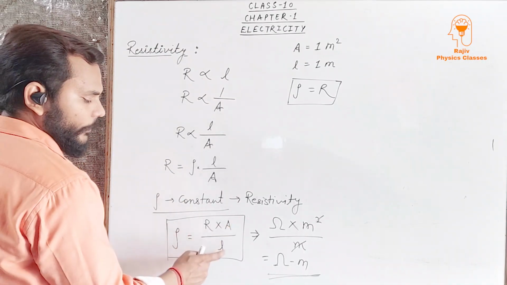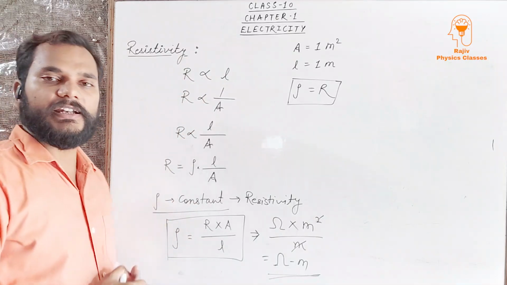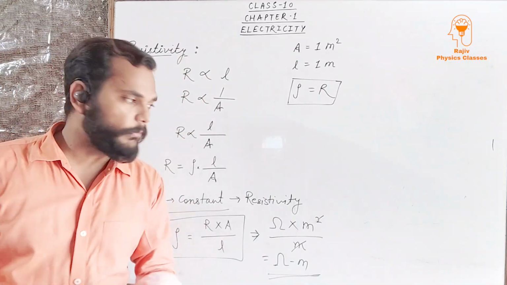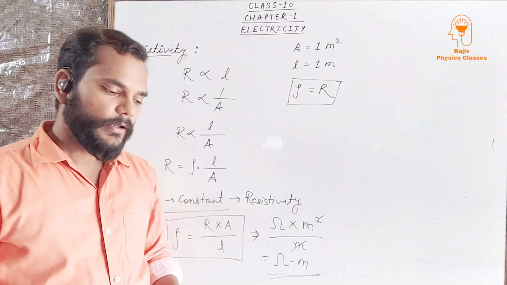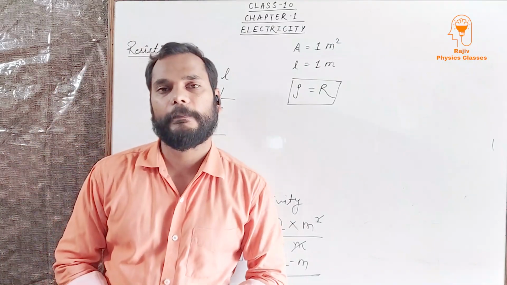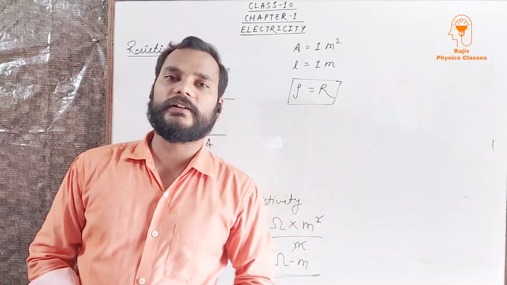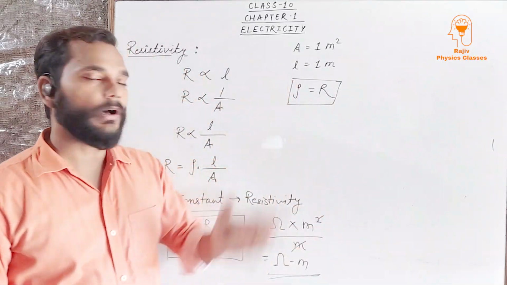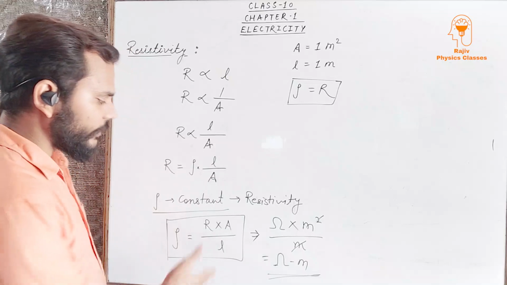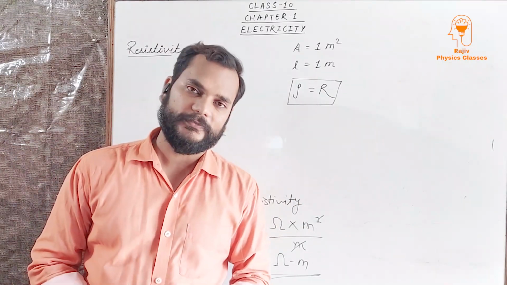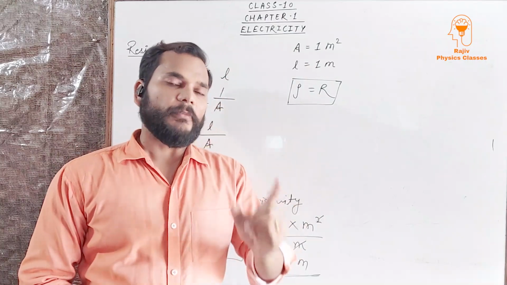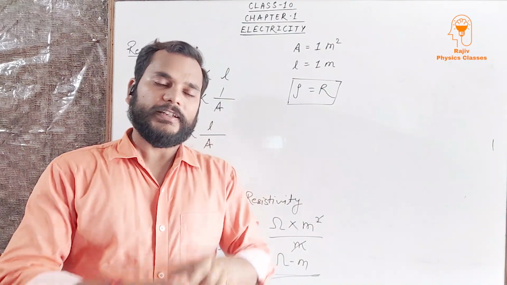Rho is equal to R into A upon L. And here, if I consider area is 1 meter square and length is 1 meter, then rho equals R, and hence we defined it. The question may arise in your mind, why have we considered only area 1 and length 1? Why not consider resistance 1 and define the resistivity in terms of area and length? Every formula explains itself.